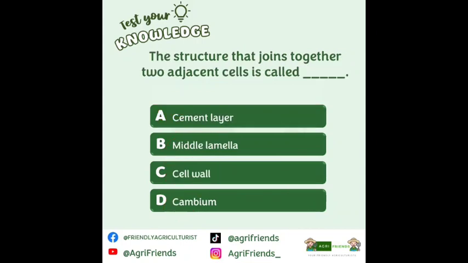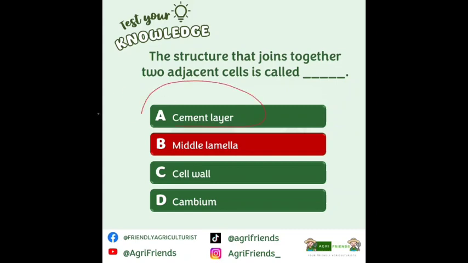Next, the structure that joins together two adjacent cells is called A. Cement layer, B. Middle lamella, C. Cell wall, or D. Cambium. The answer is middle lamella.